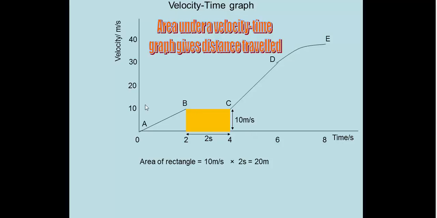If we wanted to work out the distance travelled in this section, we have the area of the triangle, which is half times the base times the height. If we wanted to work out the area under this section of the graph, we might have to count squares or estimate the area.